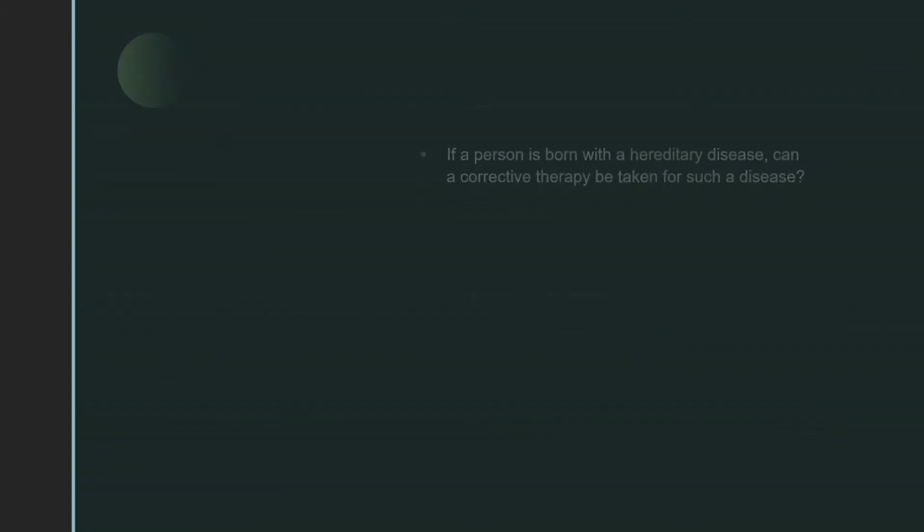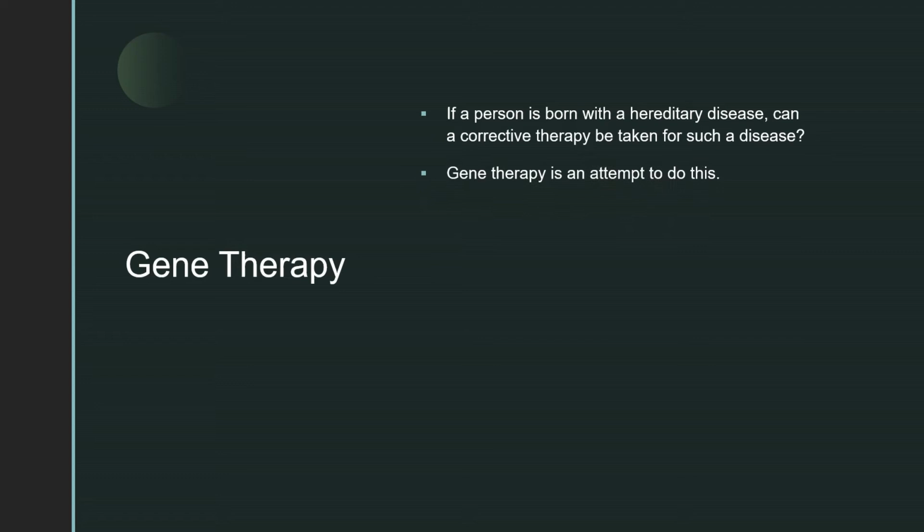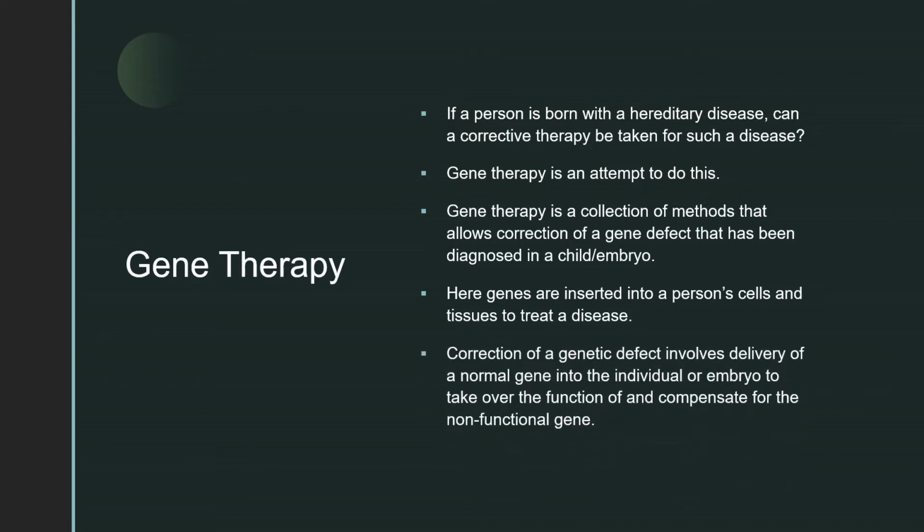If a person is born with a hereditary disease, can a corrective therapy be taken for such a disease? Gene therapy is an attempt to do this. Gene therapy is a collection of methods that allows correction of a gene defect that has been diagnosed in a child or an embryo. Here, genes are inserted into a person's cells and tissues to treat a disease. Correction of a genetic defect involves delivery of a normal gene into the individual or embryo to take over the function of and compensate for the non-functional gene.